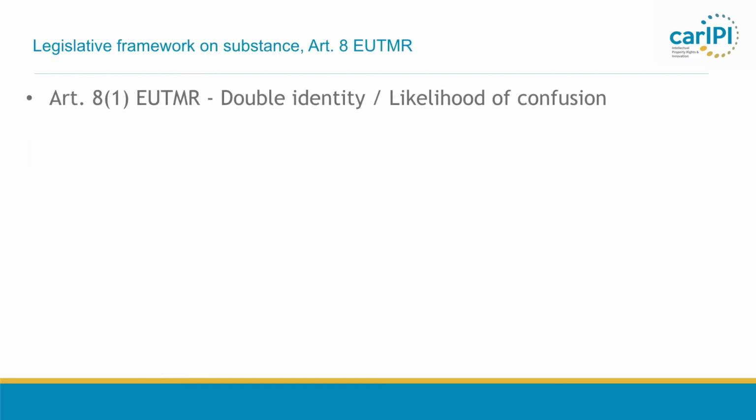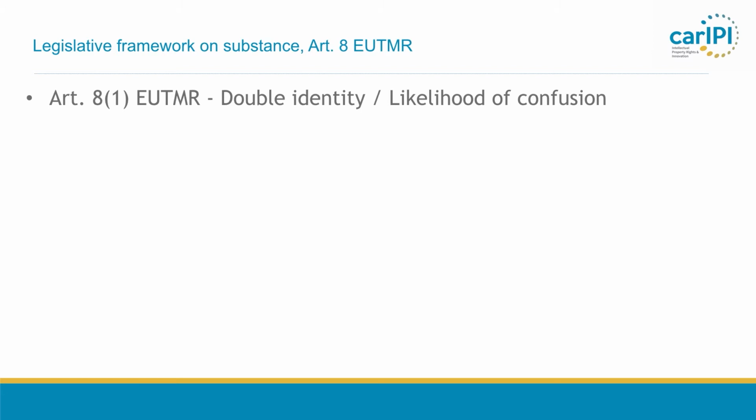So the most frequent ground that is invoked in opposition proceedings in the office is Article 8.1, which concerns double identity and likelihood of confusion. I will discuss double identity during this presentation, and likelihood of confusion will be discussed in a separate one, which will be the second one of today.